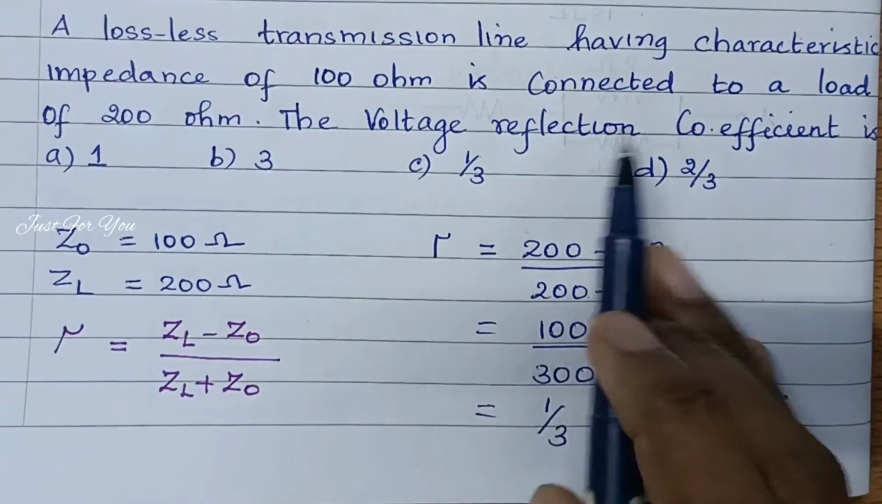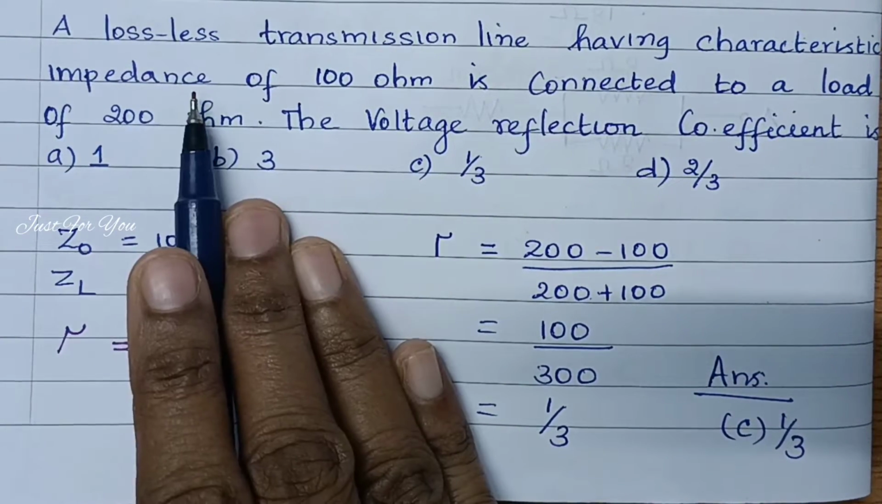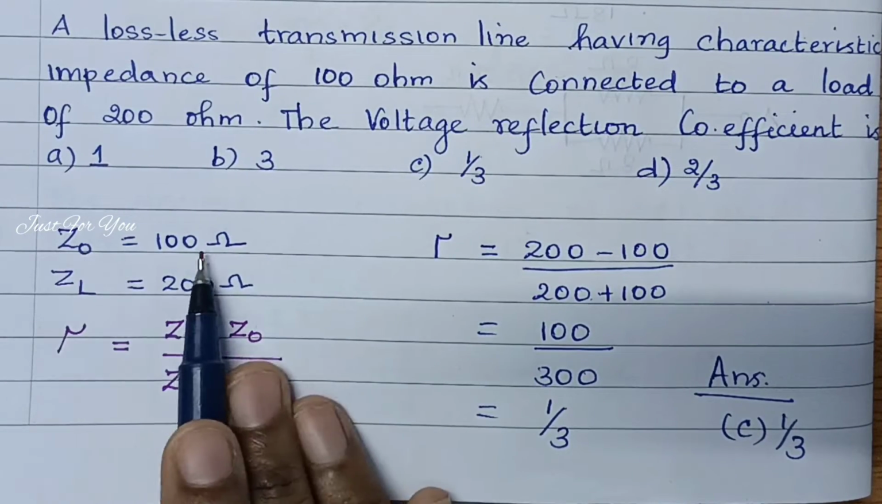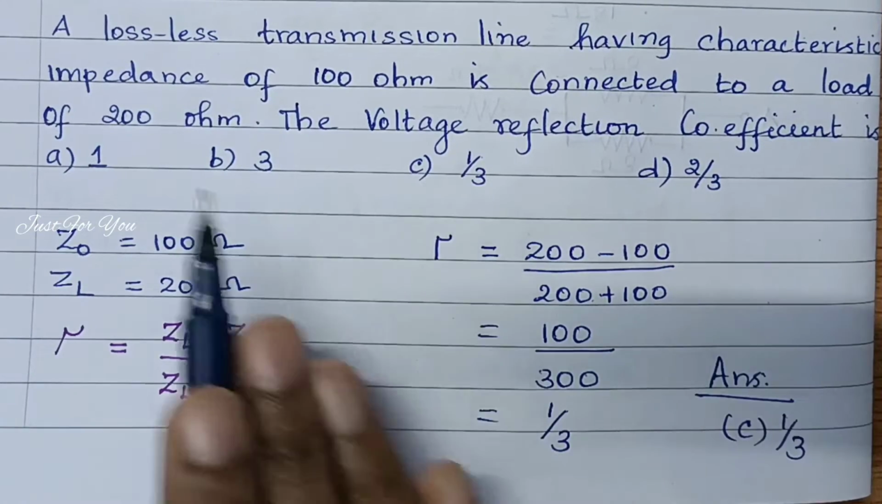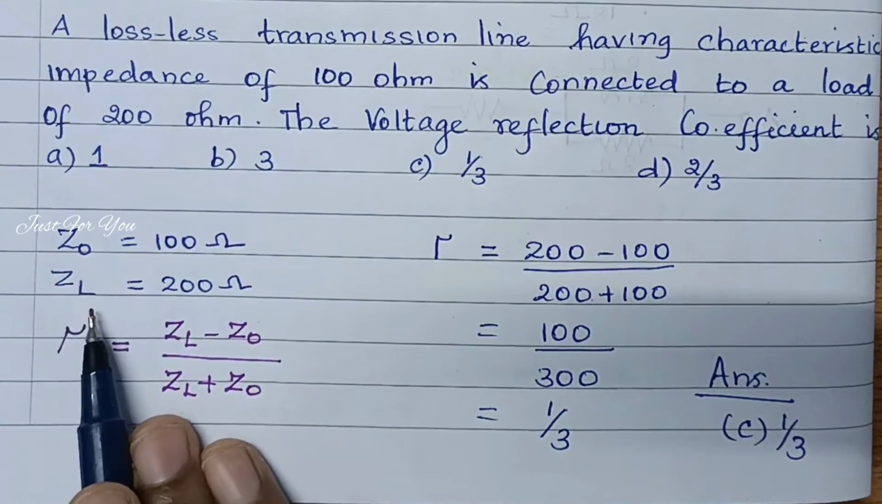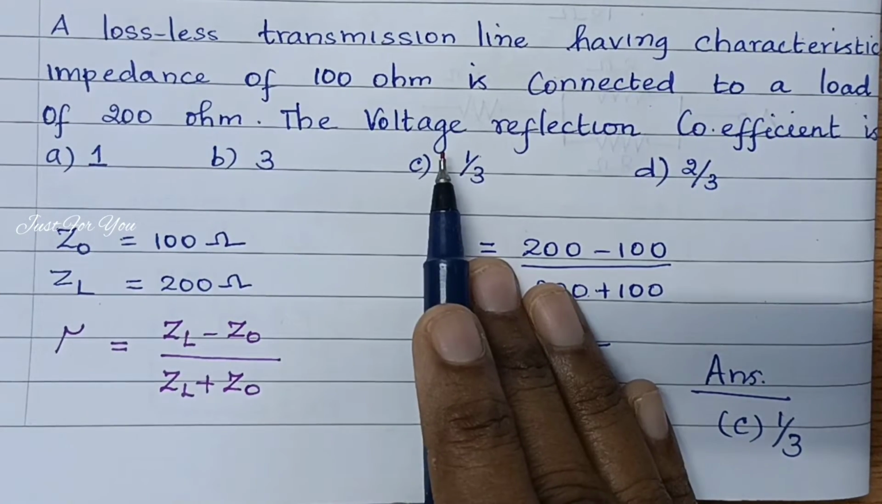So first, what is given in the question? The characteristic impedance is given. Characteristic impedance is denoted by Z0 and it is 100 ohm. So Z0 is equal to 100 ohm. Next, this is connected to a load of 200 ohm. Load is represented by ZL and that value is 200 ohm.